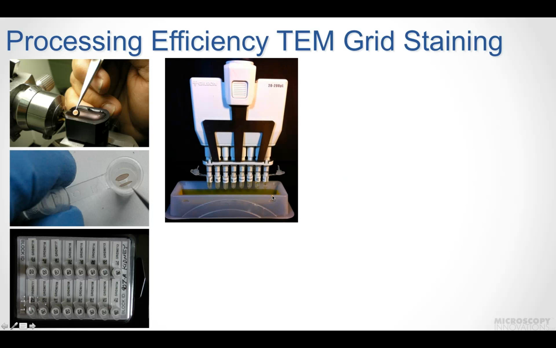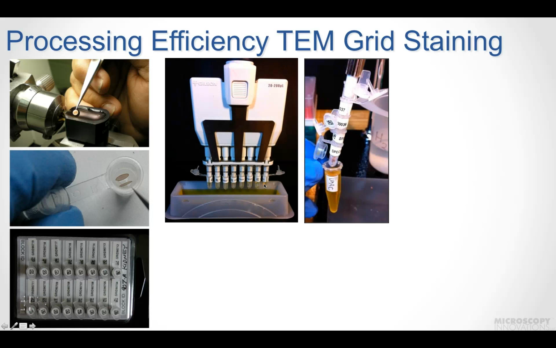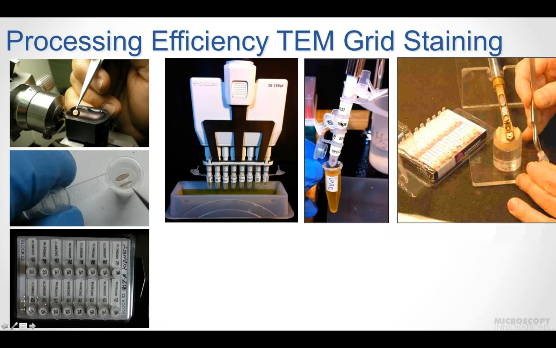Processing of the grids was done all at once on a multi-channel pipetter using reagent delivered from a reagent reservoir. It could also have been done by stacking, as we see here. And then the grids are removed, and the only time that they have been touched since they were placed into the capsule is when we go to take them out of the capsule, as we see here, and place them onto the TEM stage.